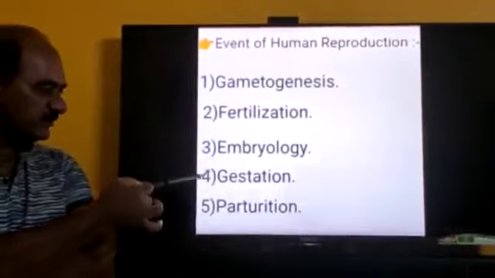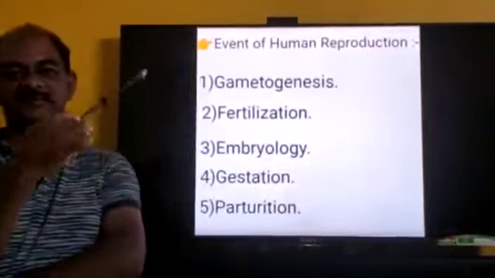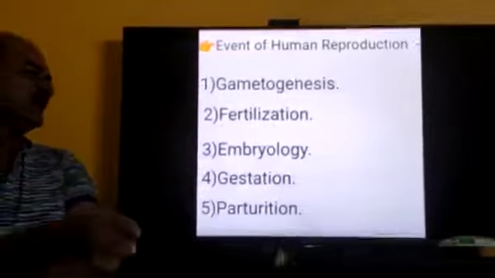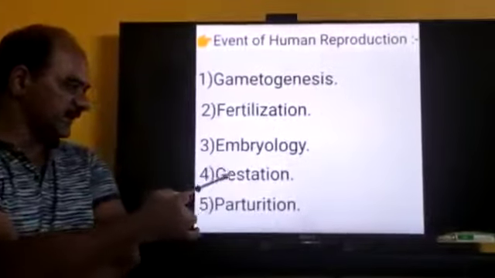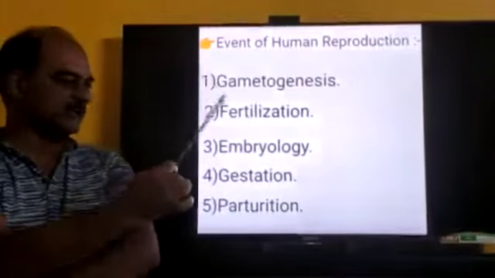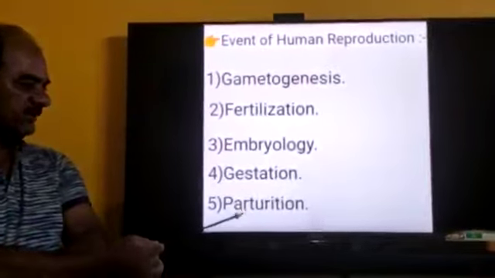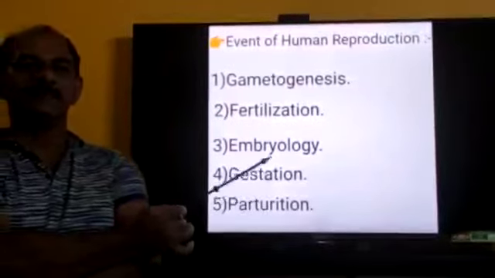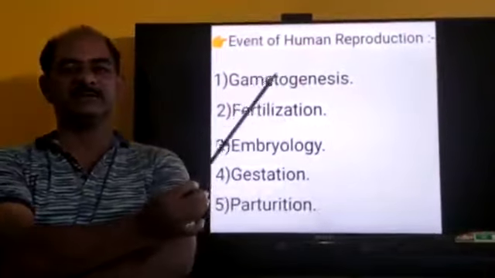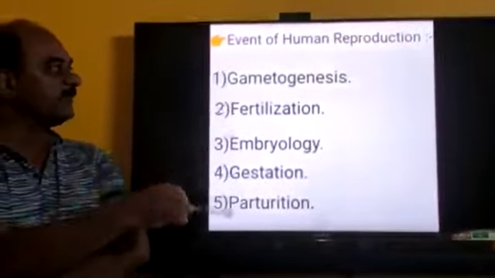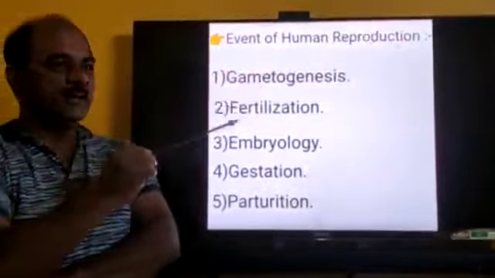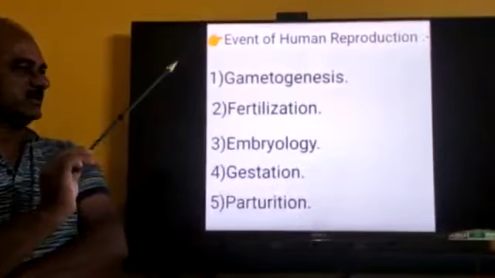Gestation period means how the fetus develops during embryology, from zygote to birth, so that total period is the gestation. And after gestation, the birth of the baby occurs. That process is called parturition. And after parturition comes lactation. So those are the events that occur during human reproduction.